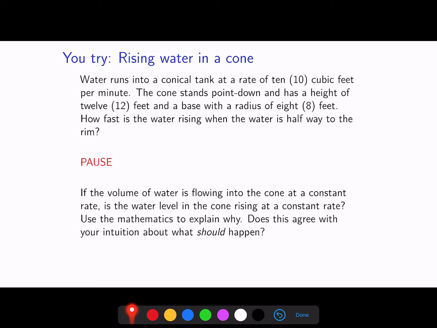But what I want you to do is use the mathematics to explain what is happening. Explain why the water is doing what you think it should do. If your intuition disagrees with the mathematics, you've got to decide which one was right. And hint, the math is right.